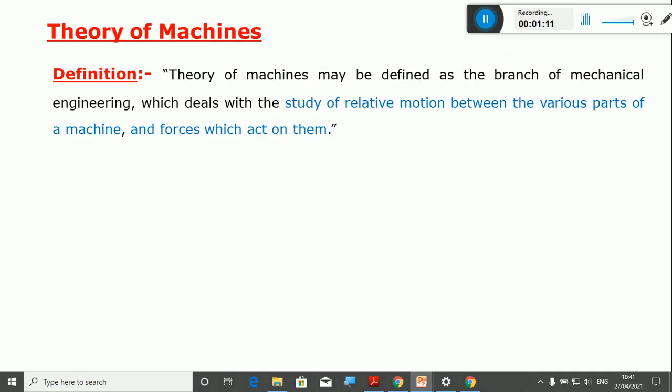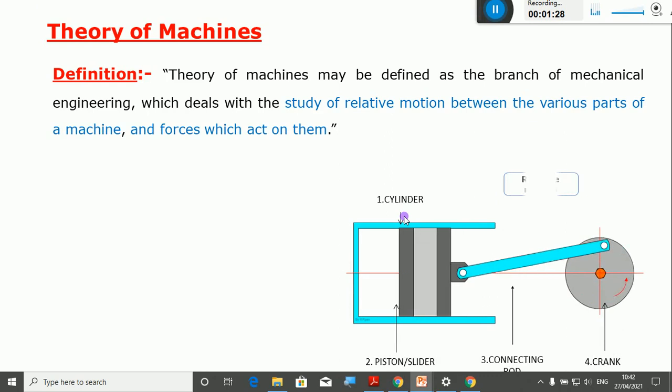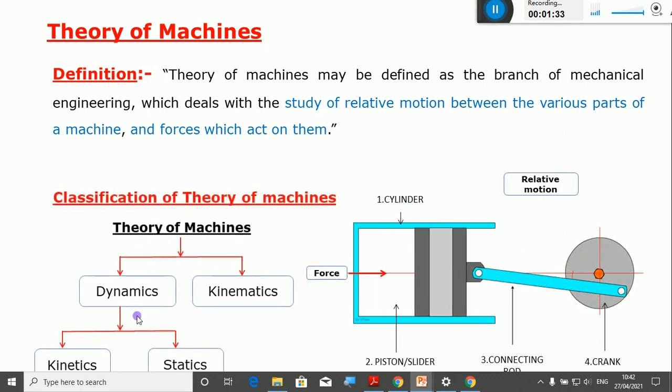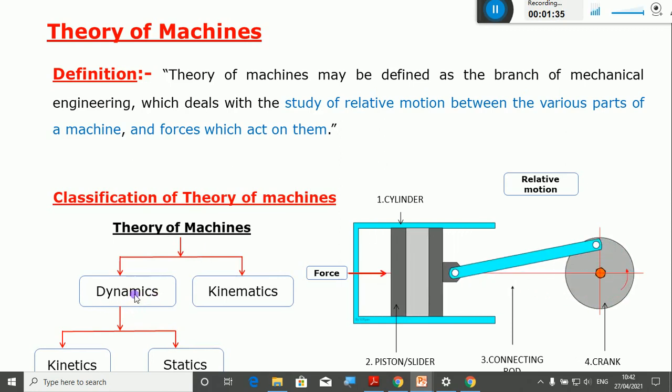In that, first we discussed what the theory of machines is, which is nothing but the study of relative motion between various parts of a machine and also the forces acting on them, right? So this is the theory of machines. And we discussed the classification of theory of machines. There are two classifications, dynamics and kinematics.